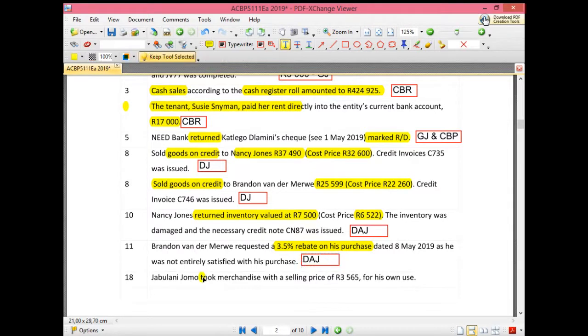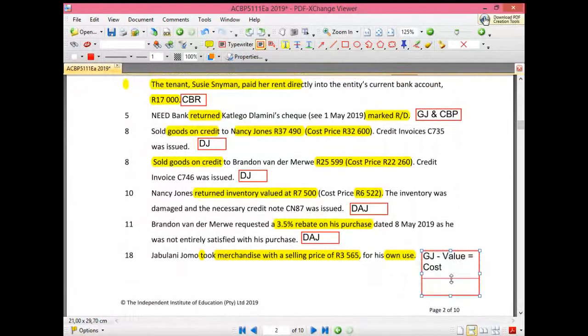And then the last one is we took merchandise. So he took merchandise with a selling price of $3,565 for his own use. Now, drawings. We take out of our general journal, but at what value do we need to take out this amount? Okay, so the answer that the class is given is the value is the cost price. So this is where your markup percentage will be important.